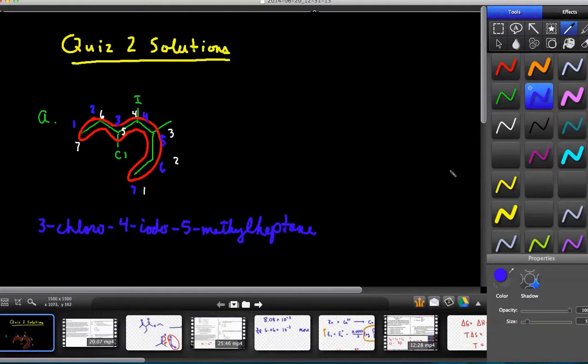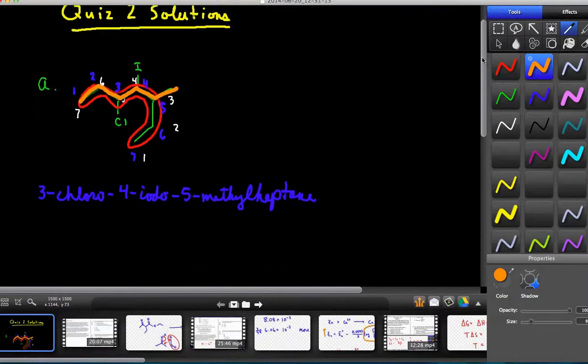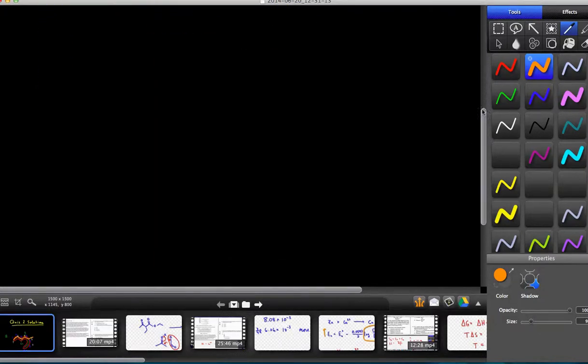Common mistakes on this problem included choosing the longest chain to be 6. So a lot of people just did this. This is a real common mistake in the beginning. Of course, that's wrong. Also, numbering that is rendered in white. So the best answer is 3 chloro, 4 iodo, 5 methyl heptane. Let's look at part B now.